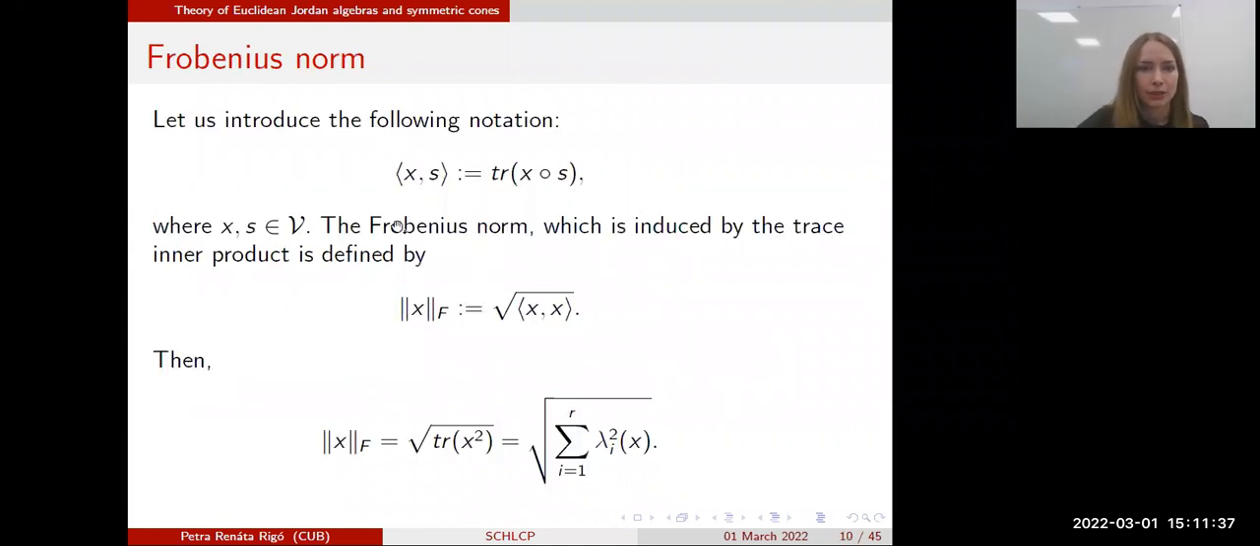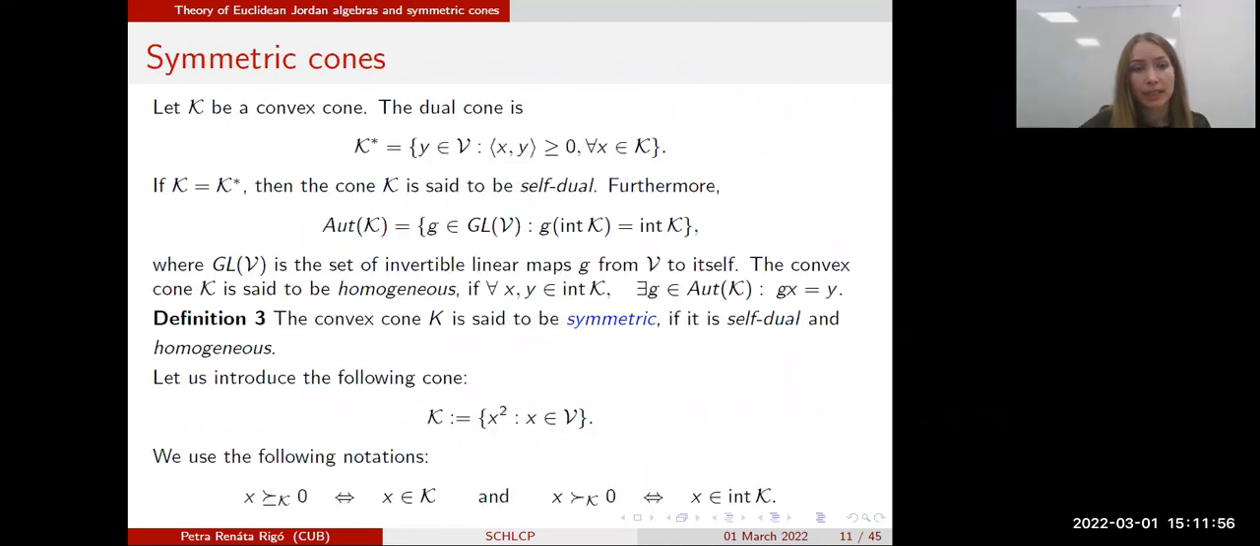Now, let us introduce this by using the trace, where x and s are elements of V, and the Frobenius norm, which is induced by the trace inner product, is given here. Of course, it can be given by using the eigenvalues as well. And we arrive at the symmetric cone.